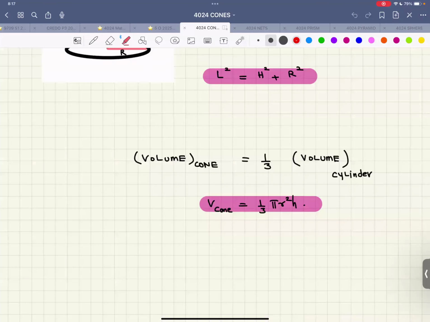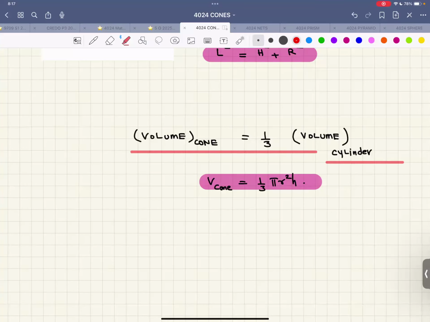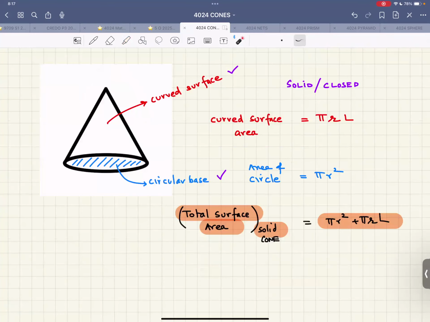So coming back to this thing, cones. The volume of a cone is 1/3 the volume of a cylinder. So this is the volume of a cylinder, pi r square h, multiplied by 1/3. That's the volume of a cone. Now, there is a curved surface area. That is this thing. That's the curved surface area of a cone.